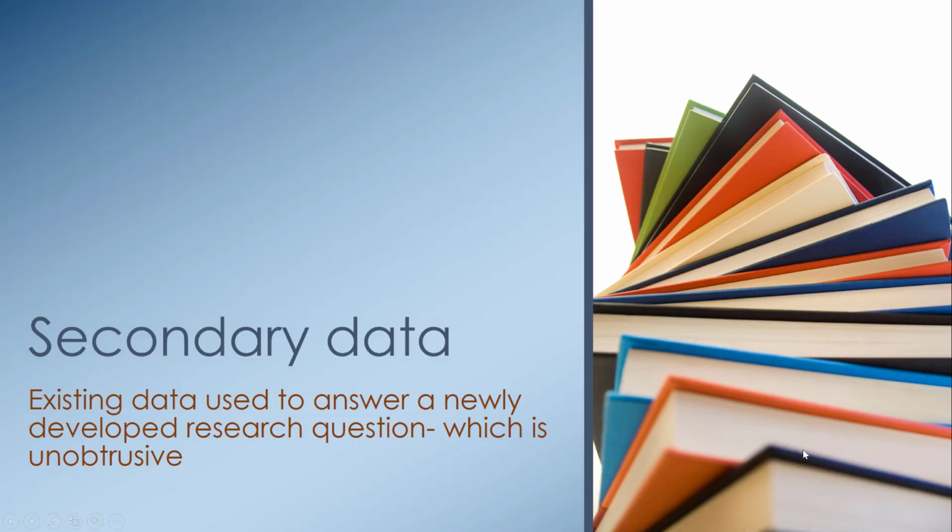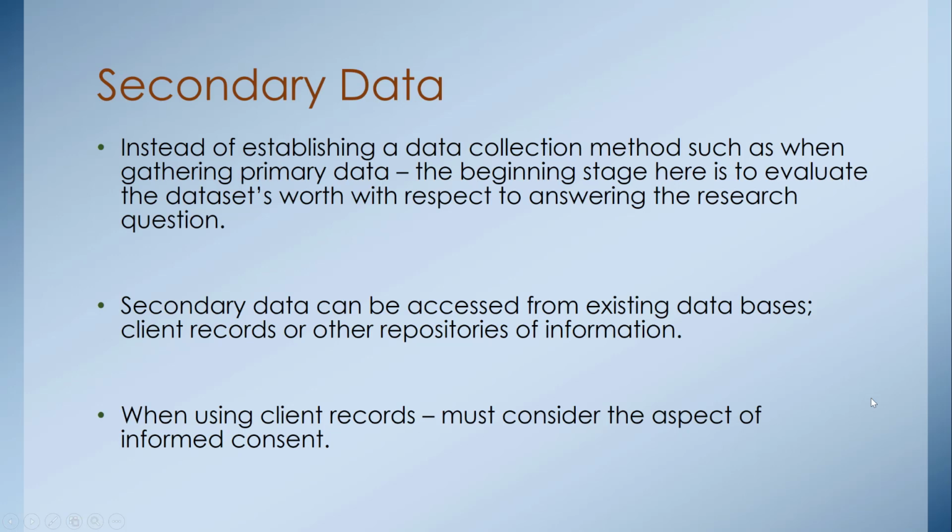We also use secondary data, and secondary data is described as existing data used to answer a newly developed research question. This is an unobtrusive way to gather data to answer your research question, and it is collecting information from data sources where the information had been previously collected for a different reason. So we don't necessarily establish a data collection method when we use secondary data, as if we were using primary information or primary data. Here we want to actually evaluate the data set's worth and how it will answer our research question. We have a research question and we find secondary data, then we have to evaluate. If I use this data, will it answer my research question?